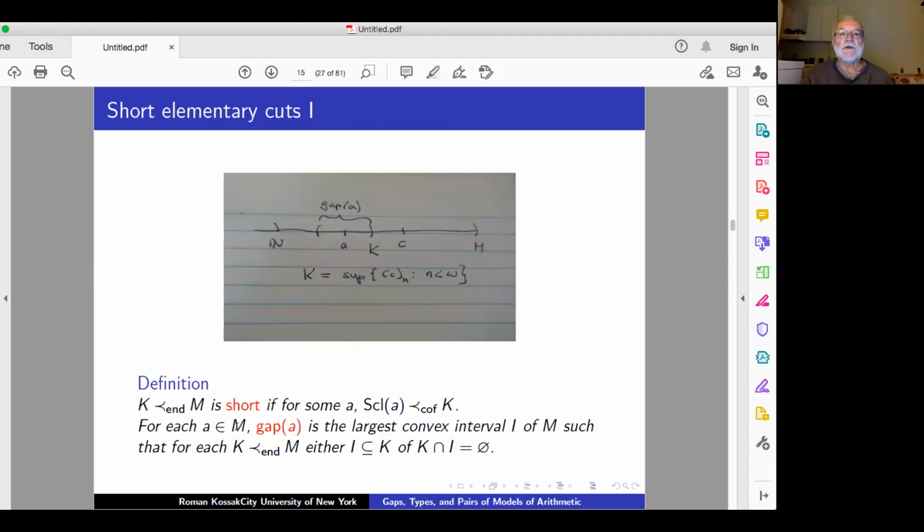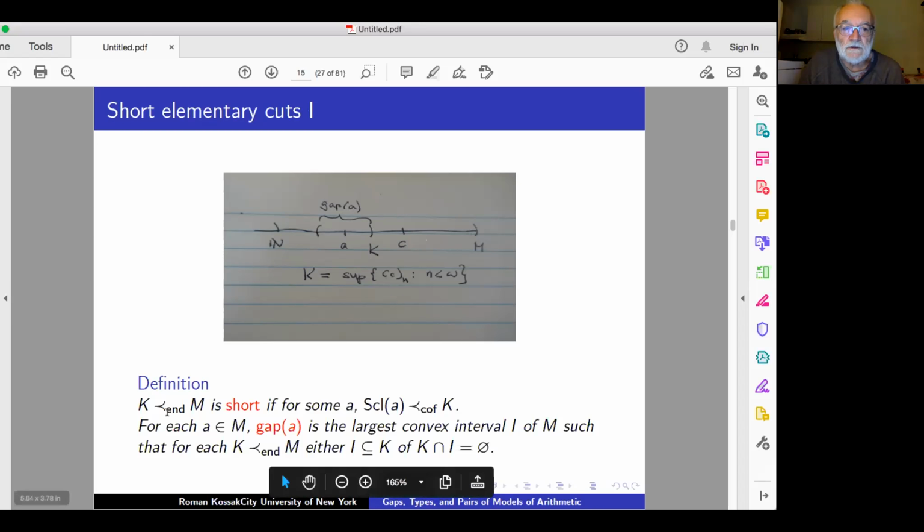Okay, so I skip the proof, and now there will be something a little longish and perhaps not that exciting. The thing will be to take a look at pairs M and K, not for cofinal extensions, but for elementary cuts. There are some easier cuts to deal with, and there are more difficult cuts to deal with. The first case is what we call short elementary cuts. An elementary cut is short if it's a cofinal extension of the Skolem closure of a single element.